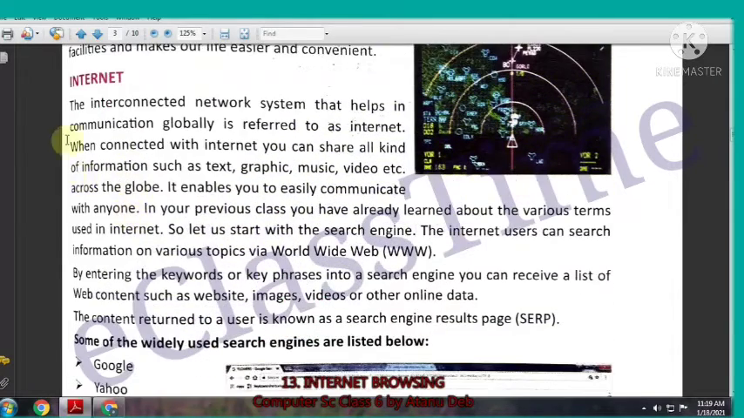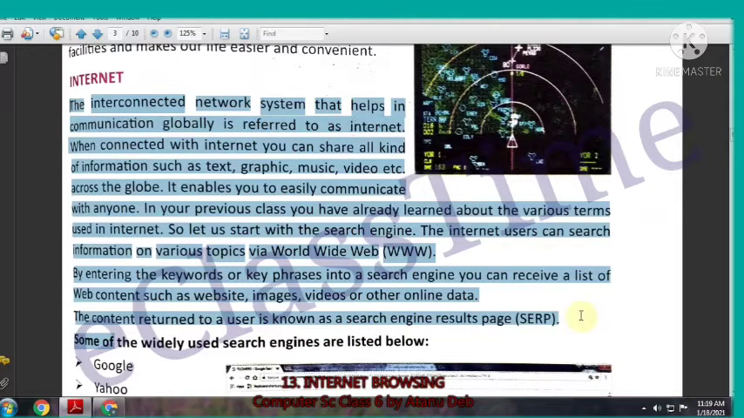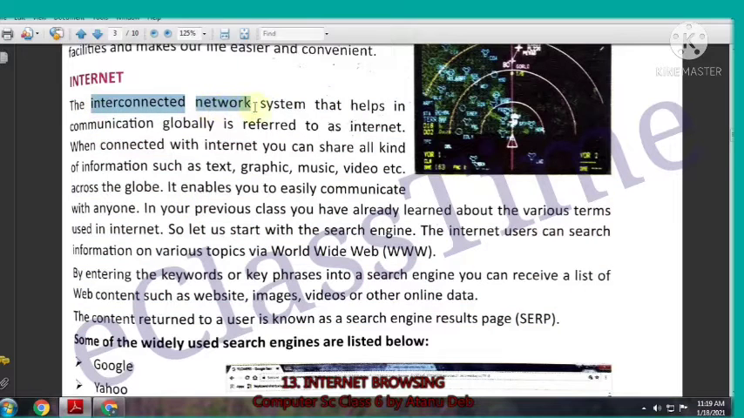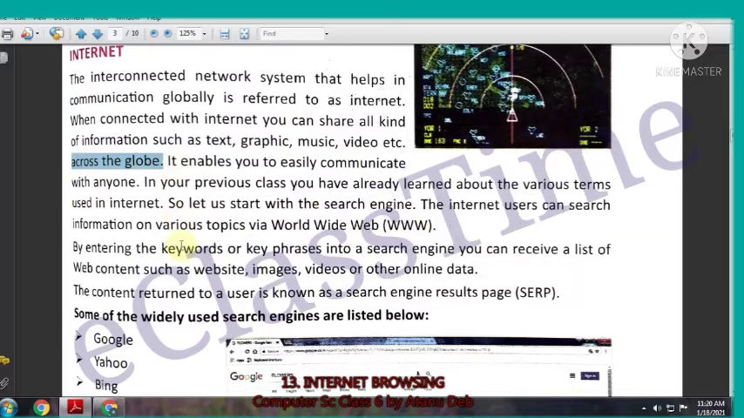So now what is internet? The definition is given here. This entire topic is about internet. So internet is an interconnected network system. That means it is computers which are interconnected globally, and that is called internet. So this is the definition of internet. When our computer or mobile is connected to the internet, we are able to share text, graphics, music, videos, etc. around the globe.